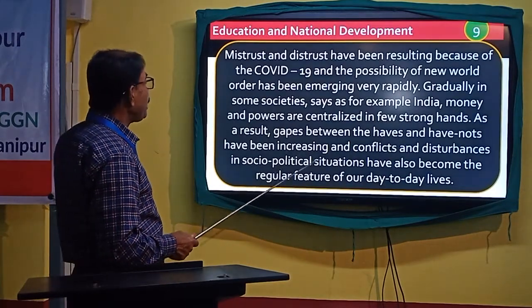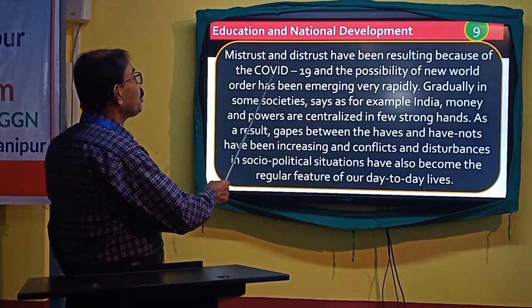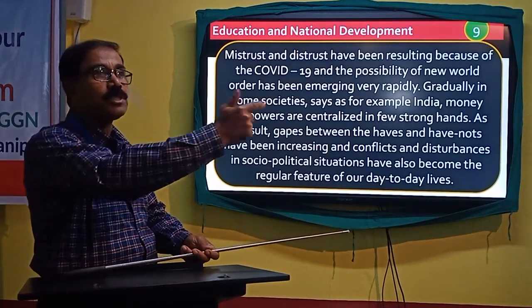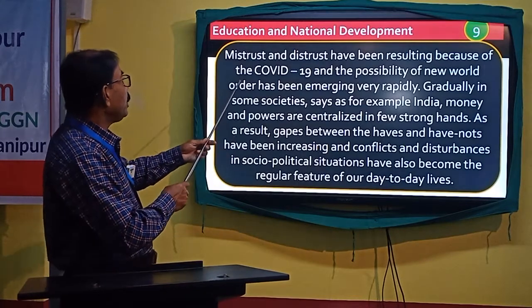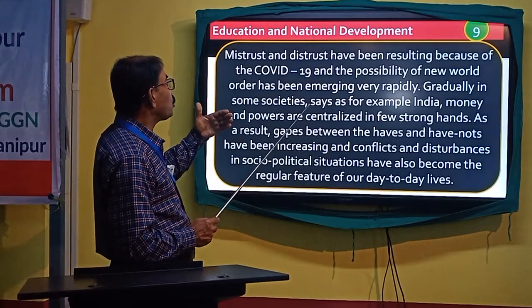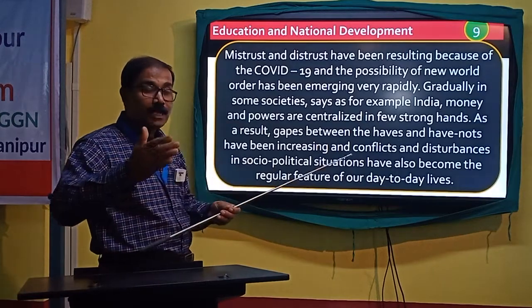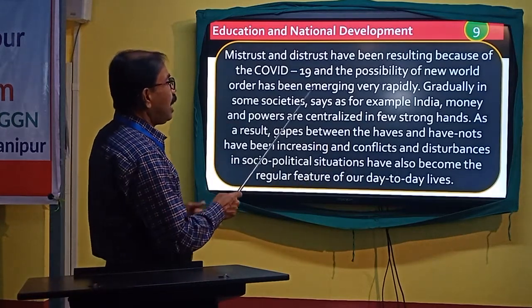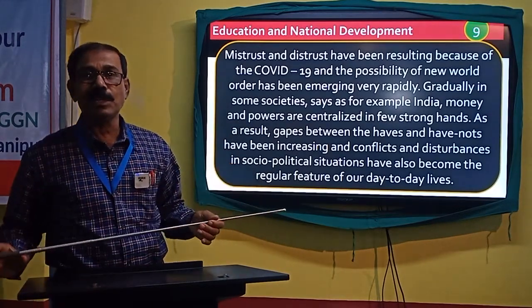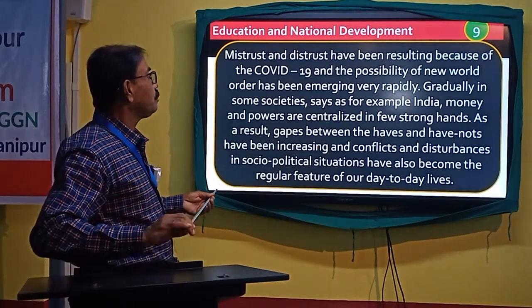And as a result, what happens? You see, friends, mistrust and distrust have resulted because of COVID-19. Nations of the world are pointing towards each other because humanity till today has failed to come to know the source or place of appearance of COVID-19. And the possibility of a new world order has been emerging very rapidly, which has been witnessed by you, by me, by all of us.